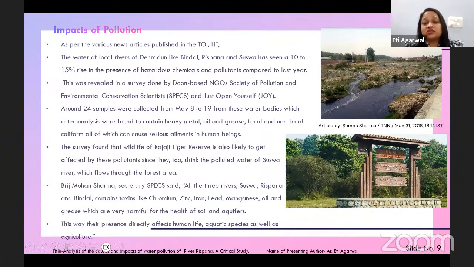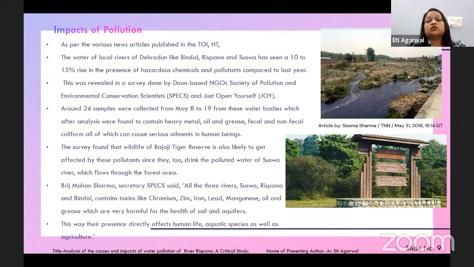So there were various articles published in the Times of India and the Hindustan Times saying that the water of local rivers of Uttarakhand, of Dehradun, like Bindal, Rispana, and Suswa, has seen a 10 to 15% rise in hazardous chemicals over the last year. So in just 1 year, almost a 10 to 15% rise is happening. So over a decade, this river is going to diminish completely.